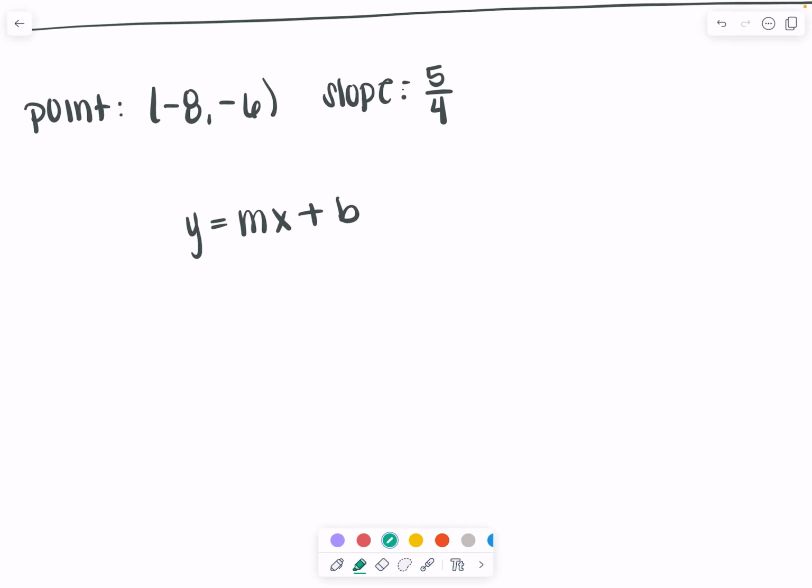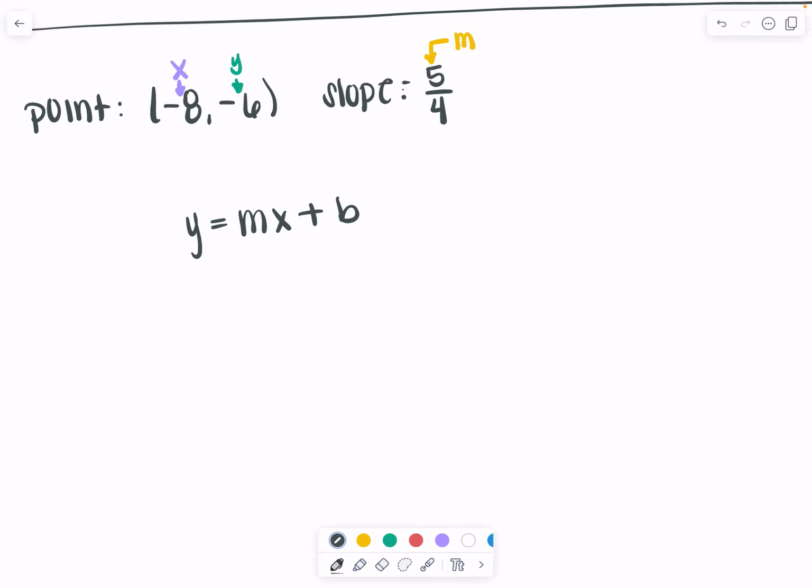The point is (-8, -6), and the slope is 5/4. My goal is slope-intercept form. Because I have a point, I can plug in the first number for x, the second number for y, and the slope, of course, is m. When I plug all of that in, it's going to leave me one unknown, b, and I can solve it like I've been doing.